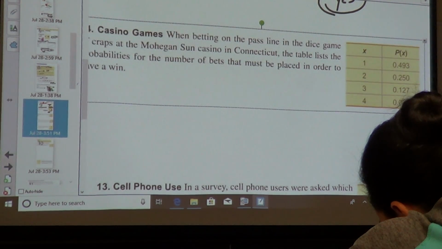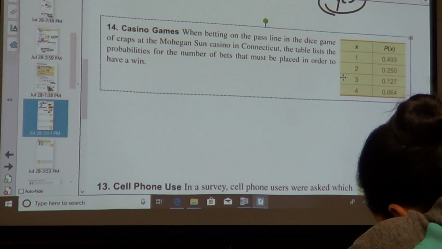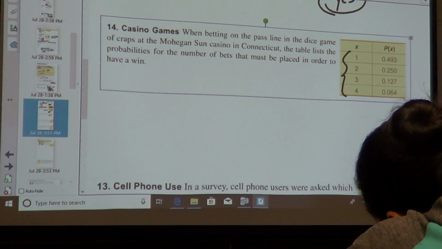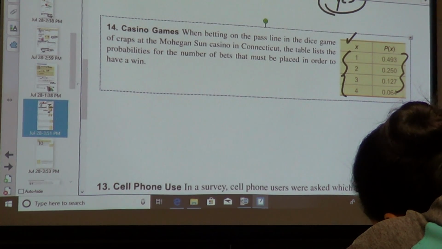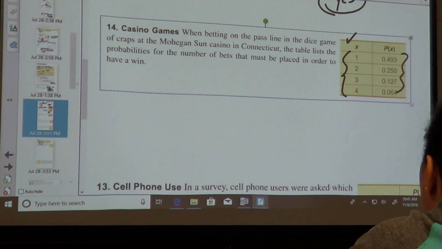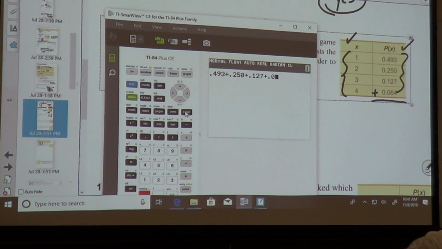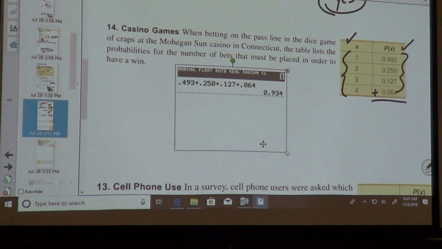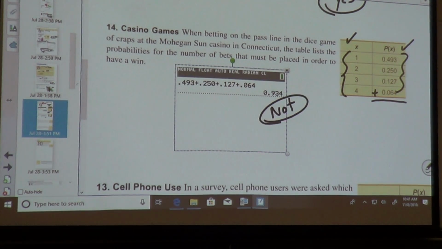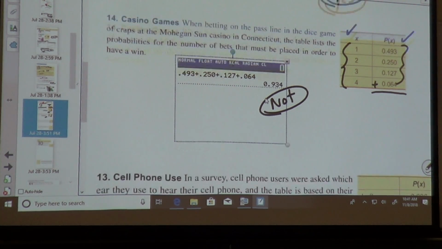Okay. Is this one a probability distribution? Are all of these numbers? Are all of these between 0 and 1? Yes. So now I need to add those up. 0.493, 0.250, 0.127, 0.064. Is that a probability distribution? No. So this one is not a probability distribution. Now, if it was 0.99, really, really close, then yes.